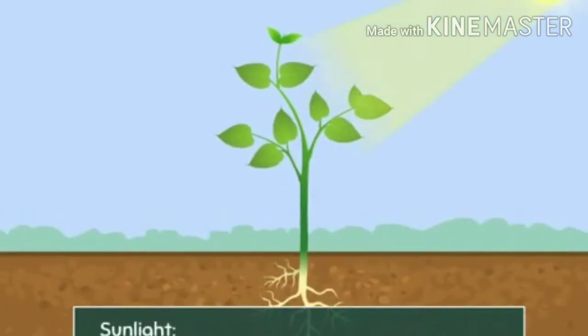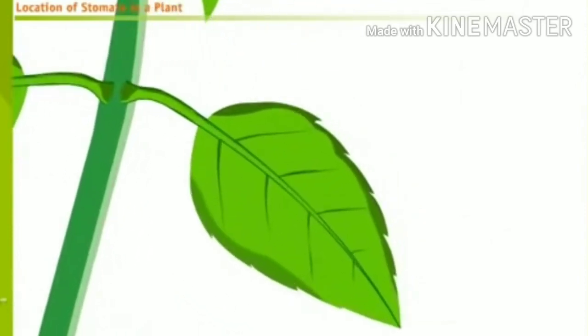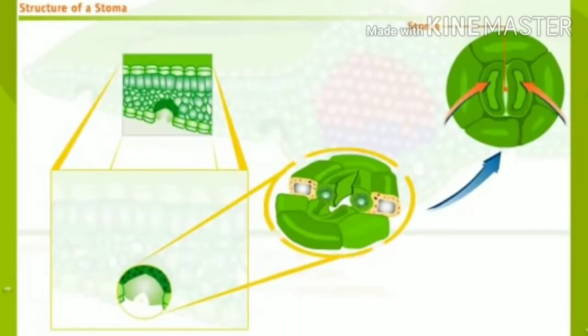So students, here we will see about the stomata. Stomata are small pores present in plant leaves, and these stomata play a very crucial role in the process of photosynthesis. So how do these stomata open and close? We will discuss here. Stomata mostly open when water is present in the guard cells. So what are guard cells? You can see on the screen. These rounded shapes are the guard cells.